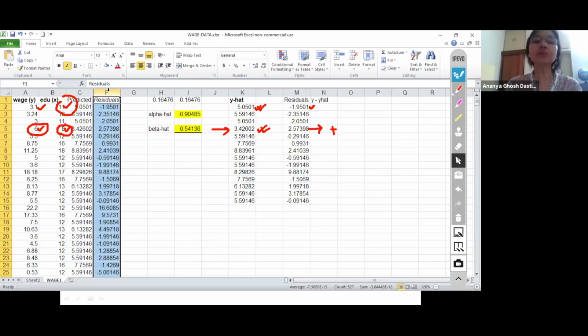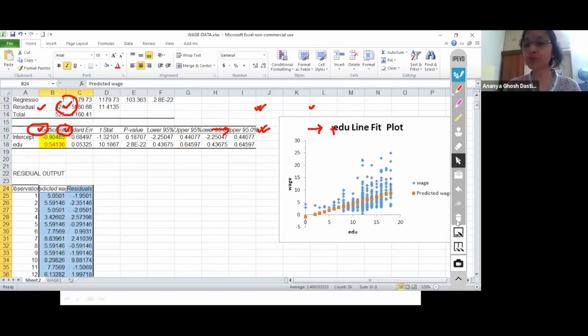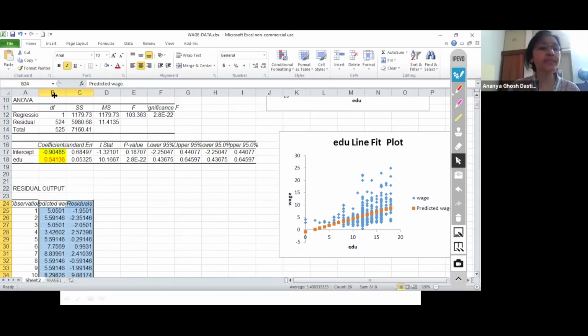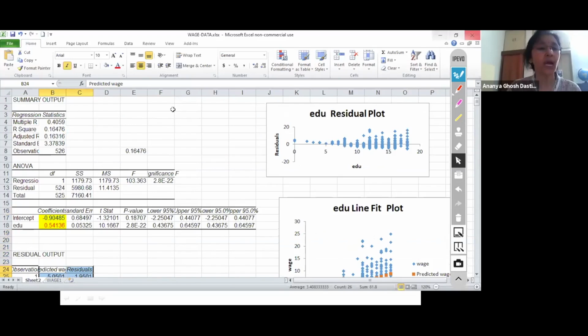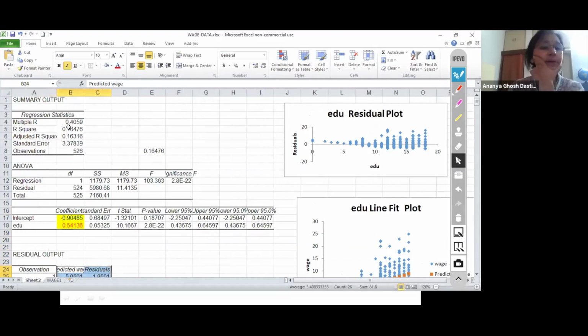Now let's talk about another important result which is reported whenever you run a regression, and that pertains to what is called an R squared. If you look at the results, you will see that right on top there is this particular statistic which is getting reported, which is called the R squared of your model. So what is this R squared?